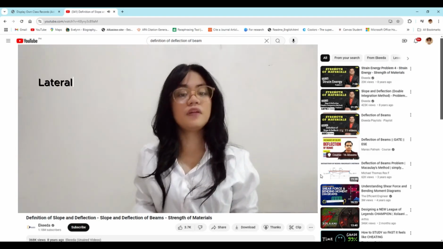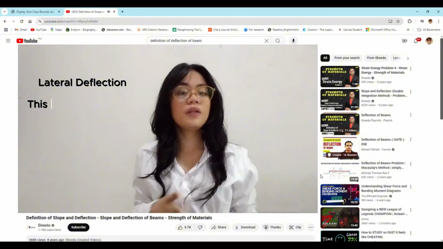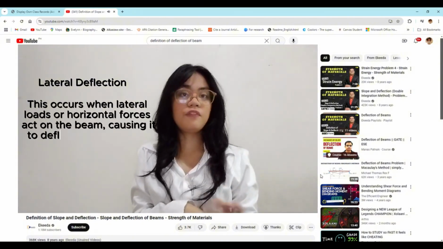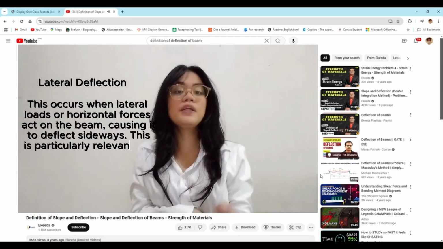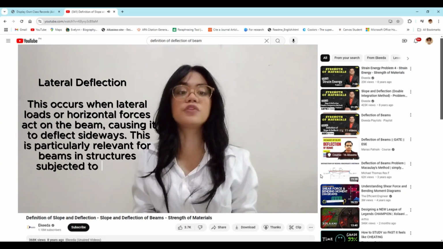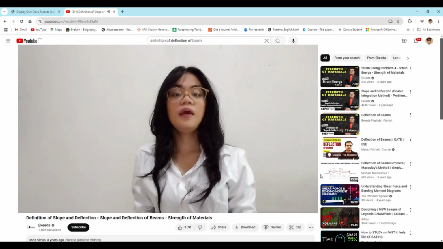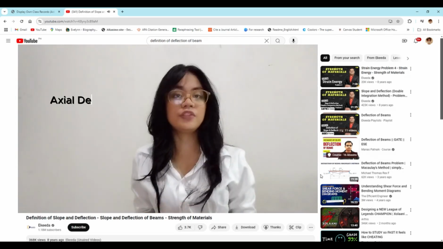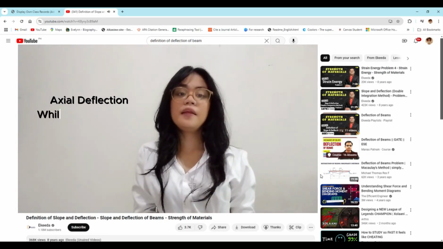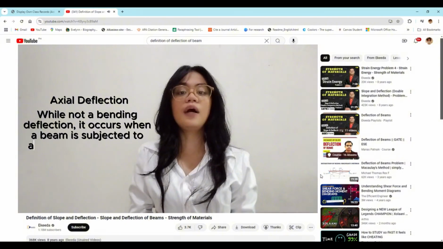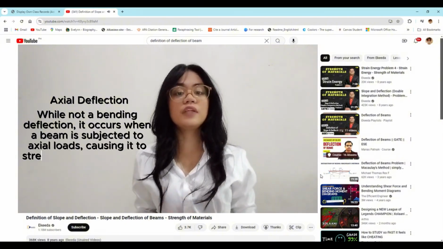Second is lateral deflection. This occurs when lateral loads or horizontal forces act on a beam, causing it to deflect sideways. This is particularly relevant for beams in structures subjected to wind or seismic forces. Next is the axial deflection. While not bending deflection, it occurs when a beam is subjected to axial loads, causing it to stretch or compress along its length.